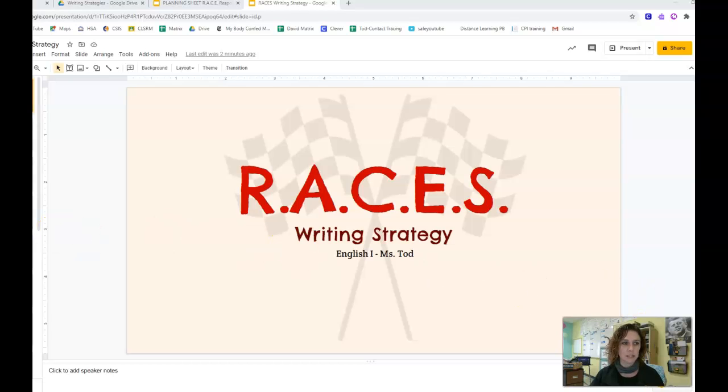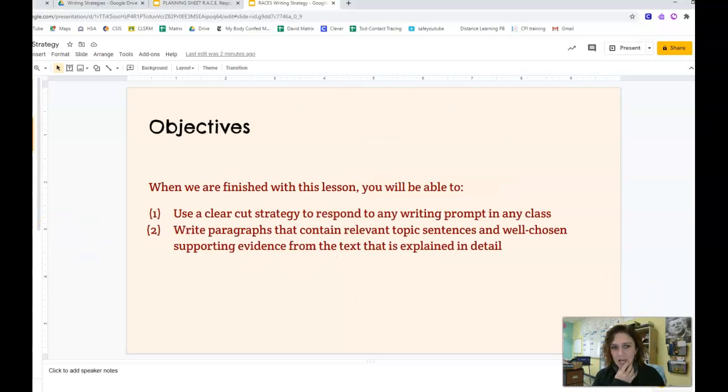So let's take a look at this. Our objectives today. When we are finished with this lesson, you will be able to, 1, use a clear-cut strategy to respond to any writing prompt in any class, and 2, you'll be able to write paragraphs that contain relevant topic sentences and well-chosen supporting evidence from the text that is explained in detail.